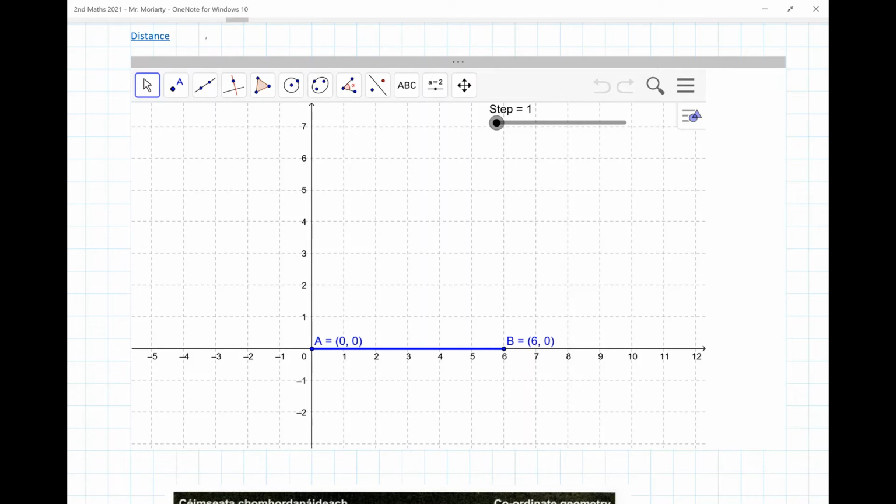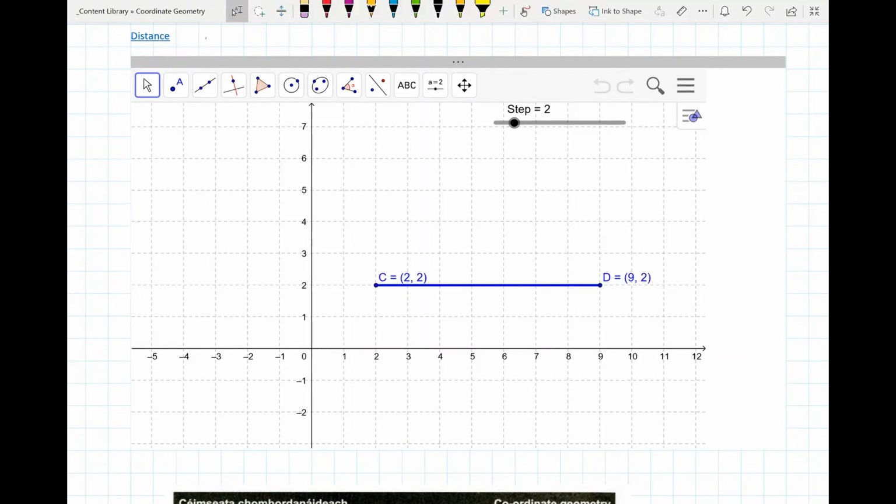Okay, well, the length of it is going to be 6 units, because it goes from 0 on the x-axis to 1, 2, 3, 4, 5, 6. So it goes from 0 to 6. A straight line, so it is 6. Here's another one. The point C is 2, 2 and D is 9, 2. What's the length of this line? If you said 7, then you'll be correct, because it goes from 2 to 9.